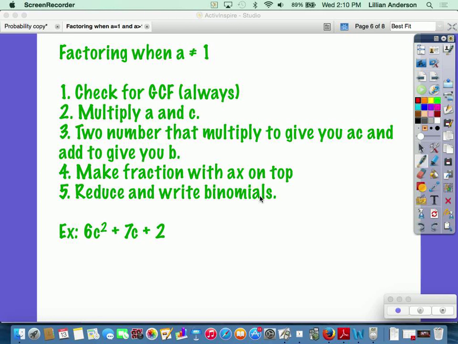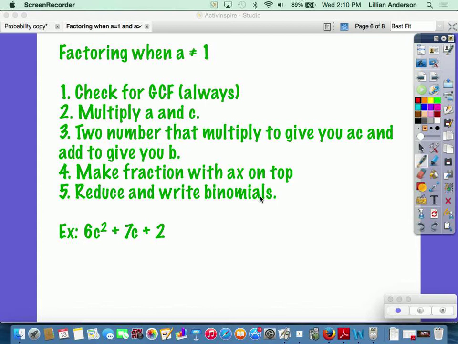So today you guys are watching this video to learn about how to factor when a does not equal 1, or also known as when a is greater than 1. The first thing you do is you check for your GCF always. That is nothing new. That is something that I've been talking about for a while. So you always check for your GCF.